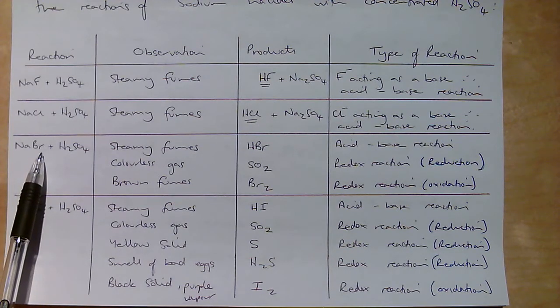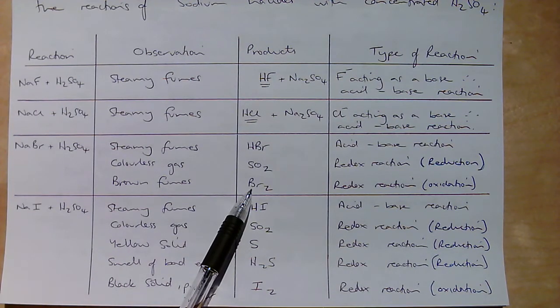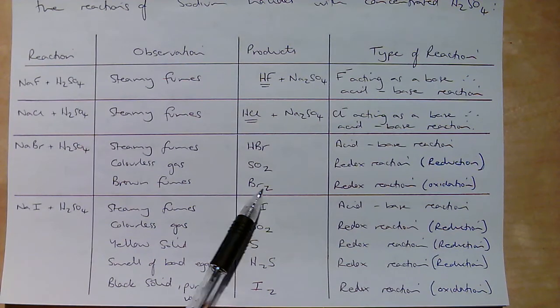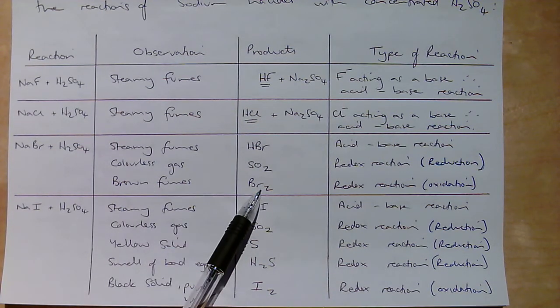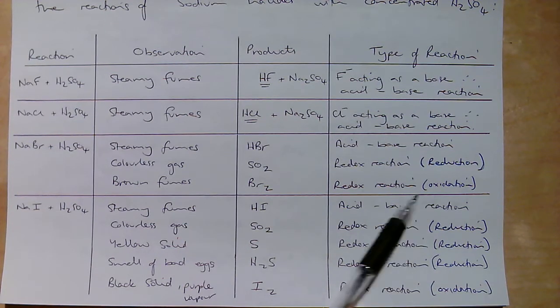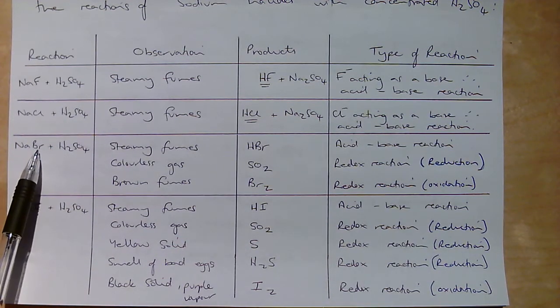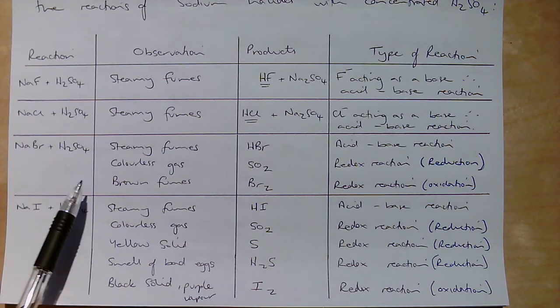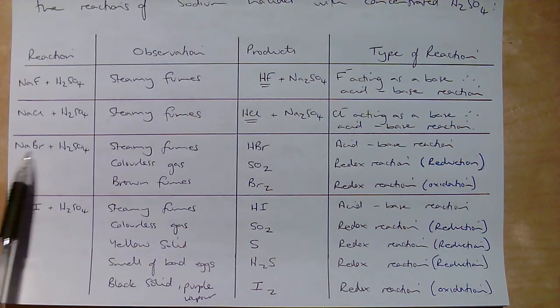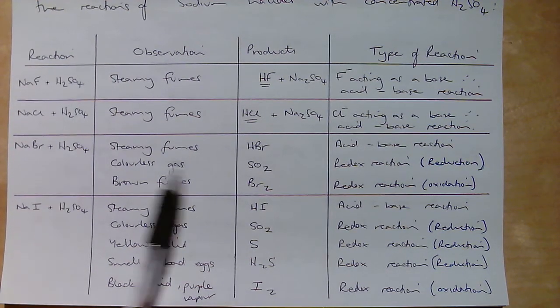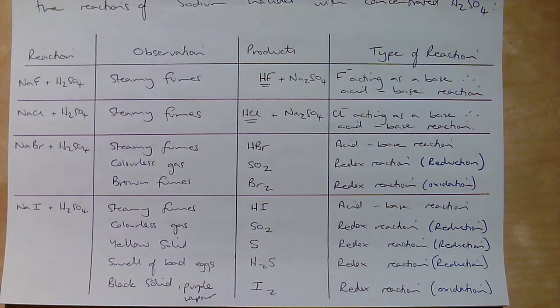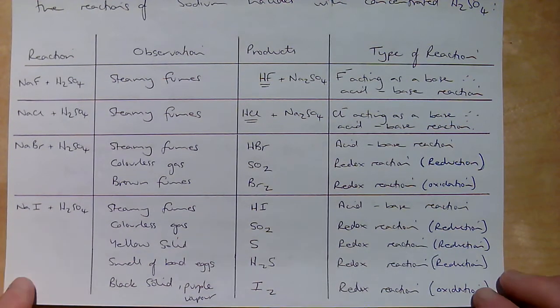So the Br- has formed Br2, so the Br- has lost electrons, it's been oxidized to form the Br2. So the Br- is acting as a reducing agent because it itself has been oxidized. So Br- could reduce the sulfur from a +6 oxidation state to a +4 oxidation state. Right, let's now have a look at the iodide ion.